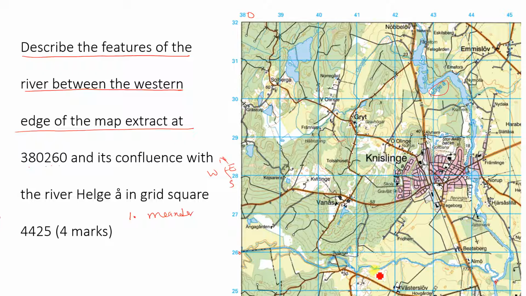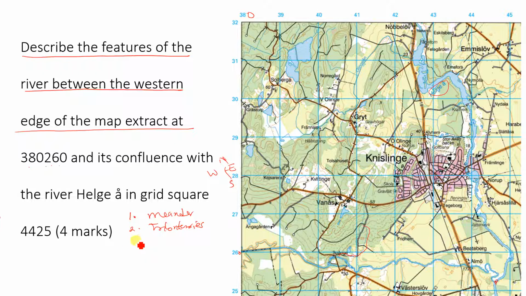Now, are there smaller rivers that join this main one here? Let's see. Yeah, if you look at this, I think this is a river that joins it. So that should be true. It has tributaries. If you have tributaries, it will have confluence.